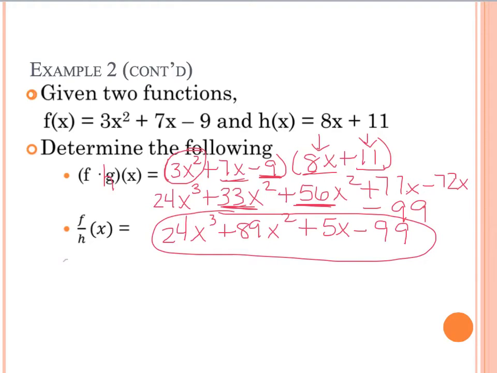And then our last one, you all will like this one the best, is dividing them. And unless there's something obvious that we can cancel out, we really don't have to do anything except write them as a division problem.